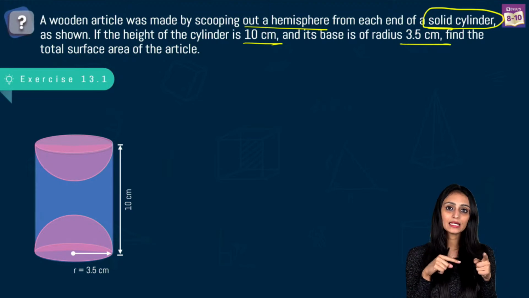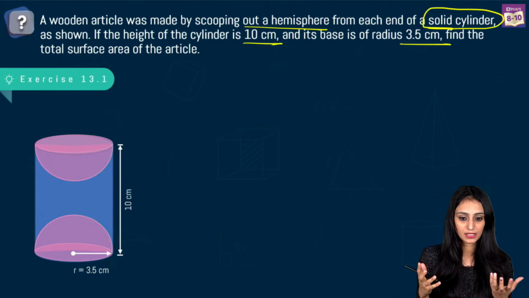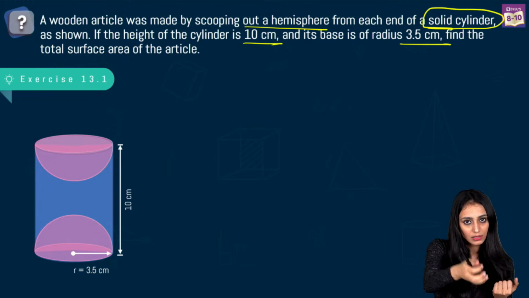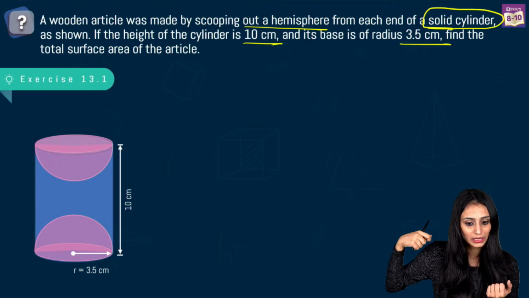Now again, cylinder and hemisphere will have a common base. Yes, they will have a common radius. Scooping means, let's say you're removing it out, like you scoop out the ice cream. So you remove it, right? You take it out.